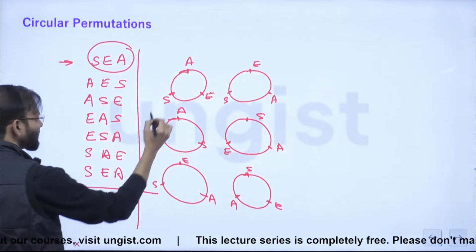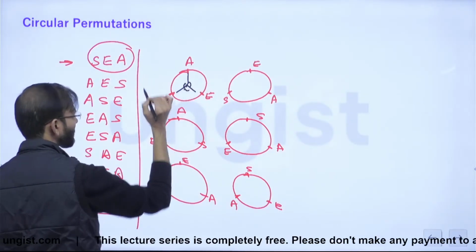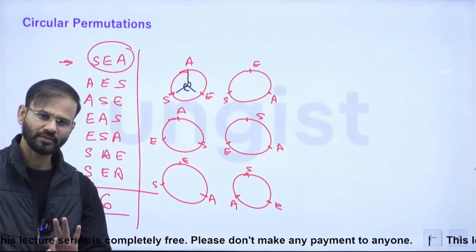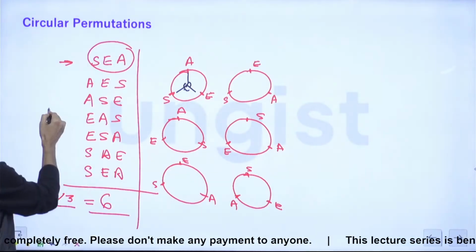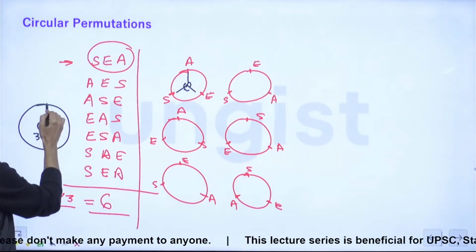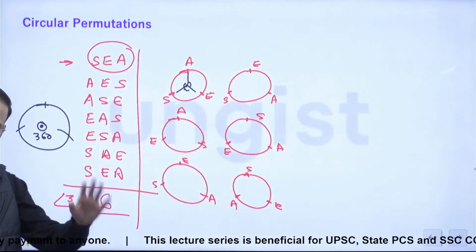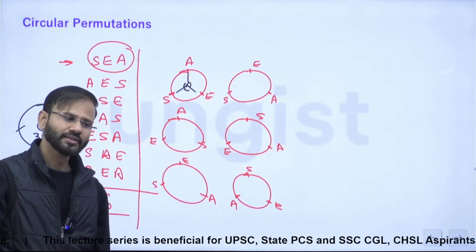After that, guys, just think about it. What is the measure of the central angle? It is 360 divided by 3, which is 120 degree, right? Because the central angle will be 360 degree, and there are 3 points. So 360 divided by 3 is 120 degree. Though geometry is not the purpose, you should know it.